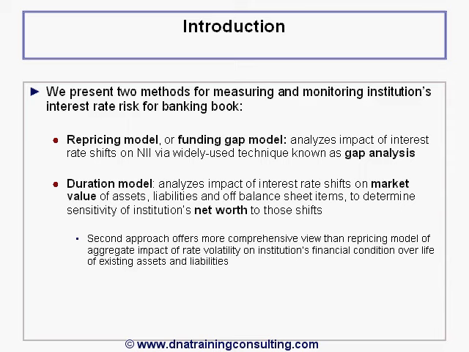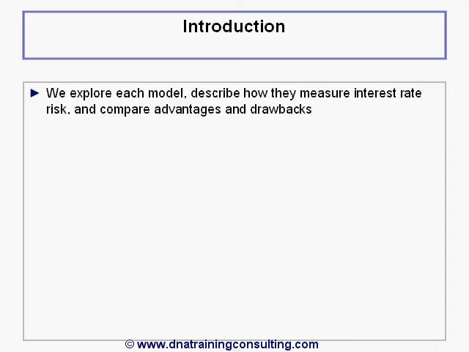This second approach offers a more comprehensive view than the repricing model of the aggregate impact of interest rate volatility on the institution's financial condition over the life of its existing assets and liabilities. We will explore each of these models, describing the steps they follow to measure interest rate risk, and compare the advantages and drawbacks of each.